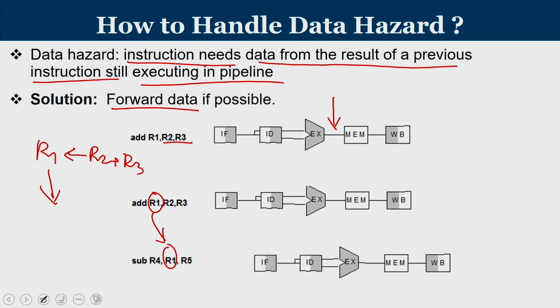So, even though we are not getting the value of R1, if you could get the result of R2 plus R3, and if that result can be forwarded to the subtraction instruction, then we can actually address this data hazard scenario. And how is it possible, or is it possible?